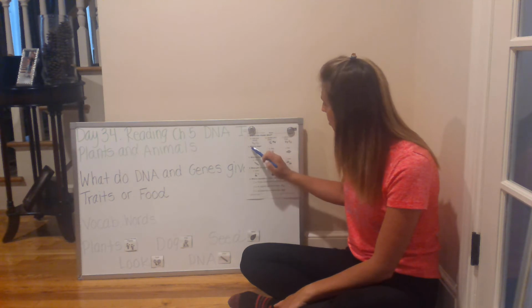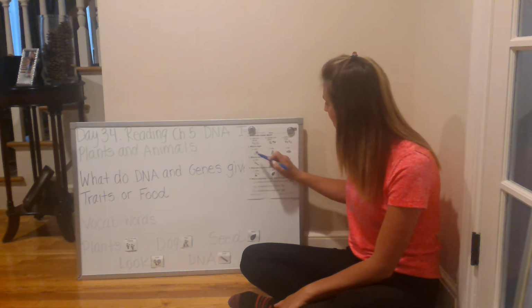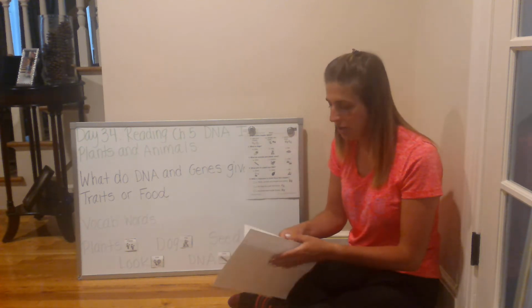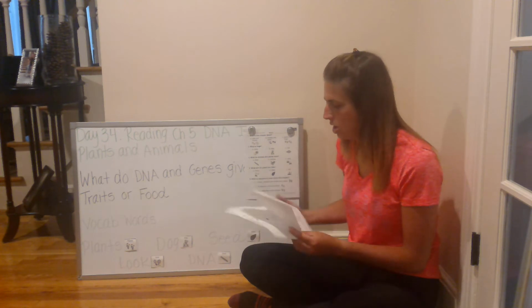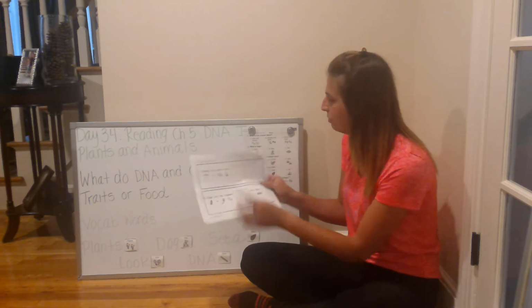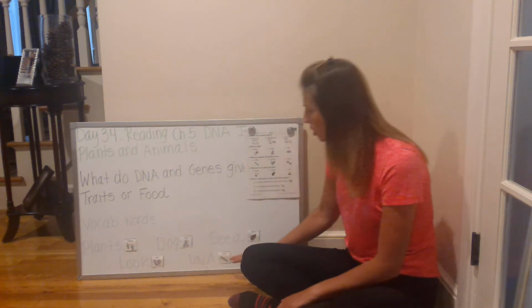Number 2, multiple choice. What is Sage? A baby, a dog, or a fish? Circling the correct answer. Number 2 on fill in the blank. Animals and plants have blank. Plants, dog, seeds, look, or DNA.